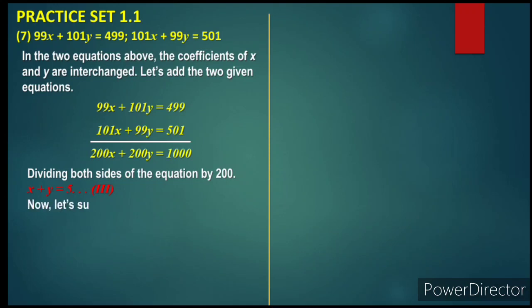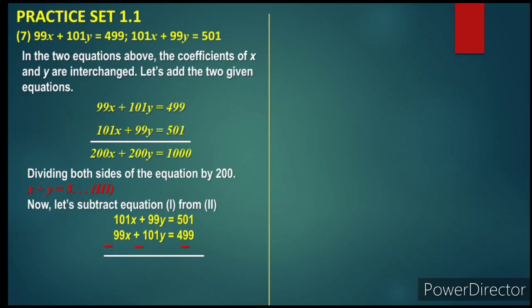Now we'll subtract the given equations. Let's subtract equation 1 from 2. So what to do? We will check in which equation the coefficient of x is greater. In equation number 2, the coefficient of x is greater. So we'll subtract equation number 1 from 2, which means we'll write the second equation first and then the first equation. Whenever we subtract, the sign of the given terms changes.